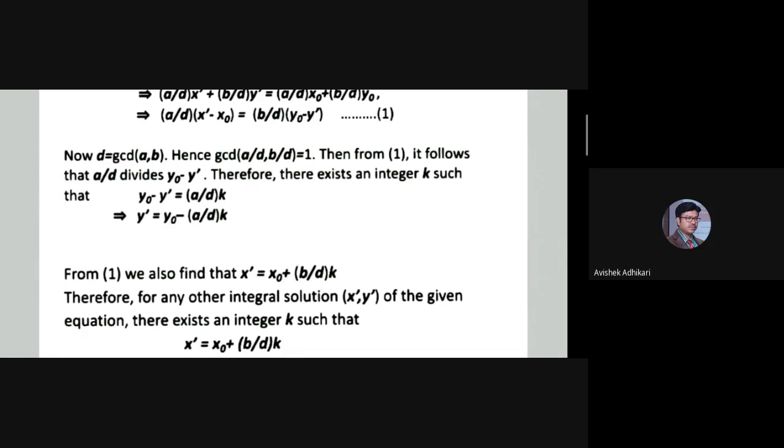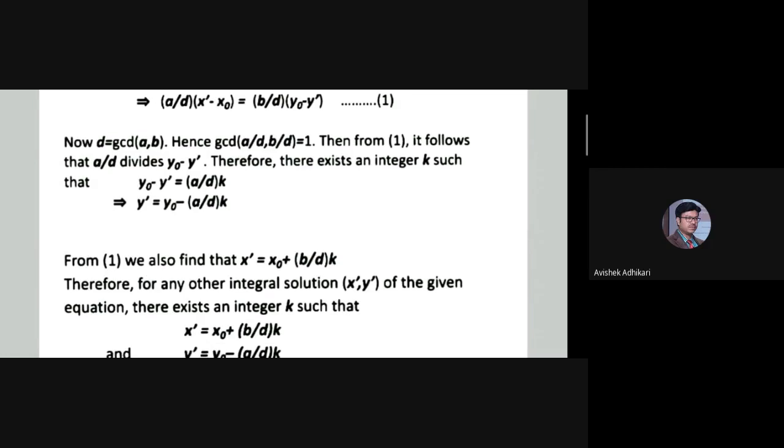So the final result is that if x0 and y0 are a solution of a linear Diophantine equation ax plus by equals c, then all the solutions are of the form x' equals x0 plus (b/d)n, and y' equals y0 minus (a/d)n, where n is any integer.